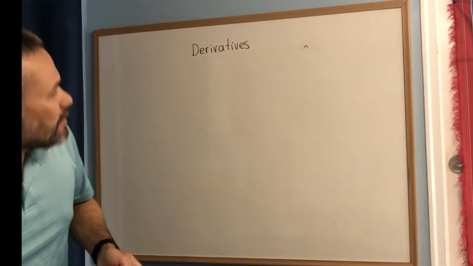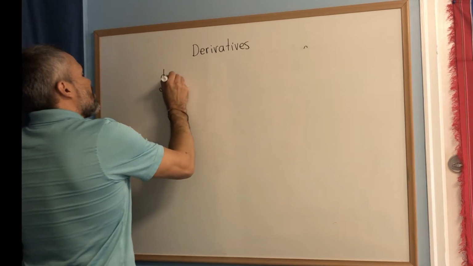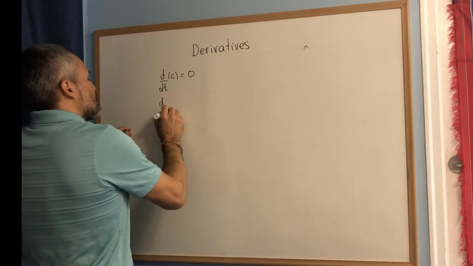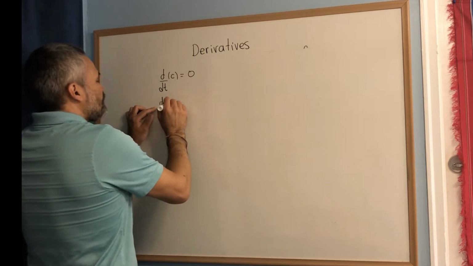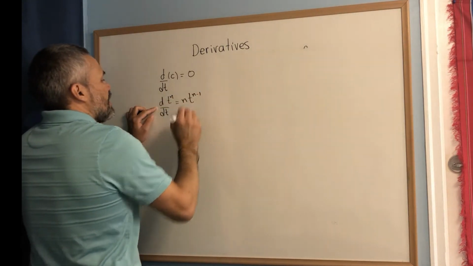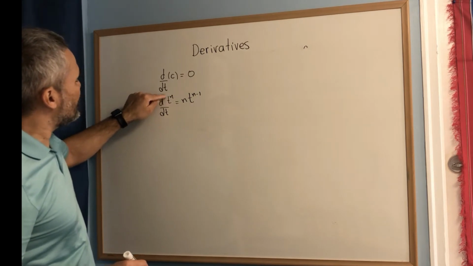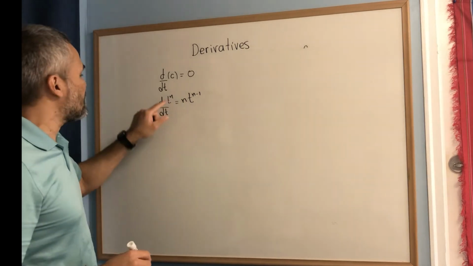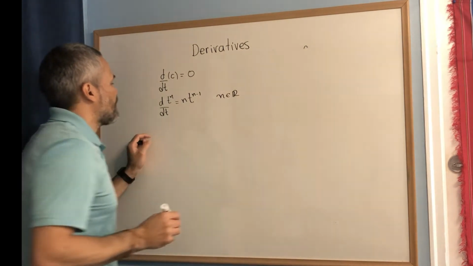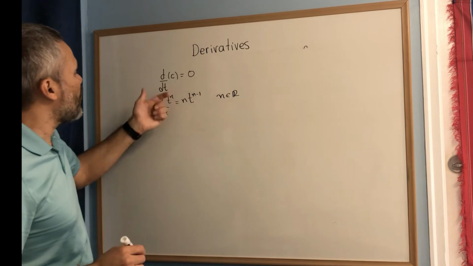It is very easy to prove that the derivative with respect to t of a constant is just 0. The derivative with respect to t of t to the n is n times t to the n minus 1. And we did a case in which n is equal to 2, we did that the derivative of t squared is 2 times t, but this one works for any n that is a real number. For example, the derivative of the square root of t, n would be 1/2.